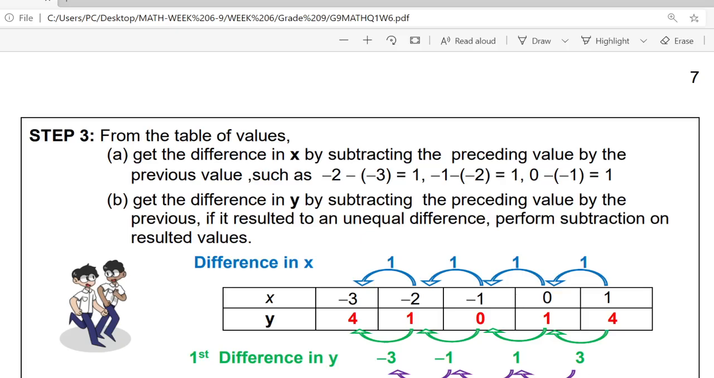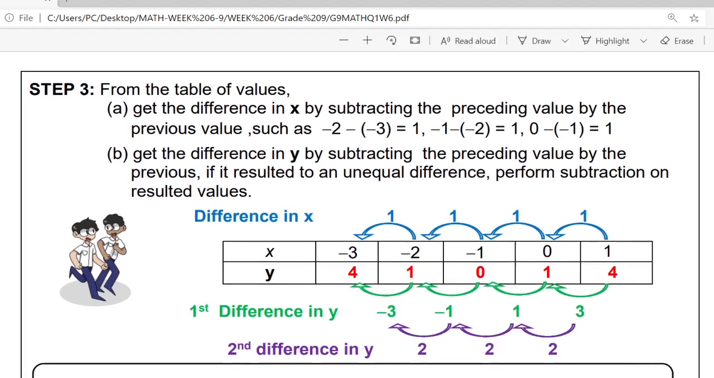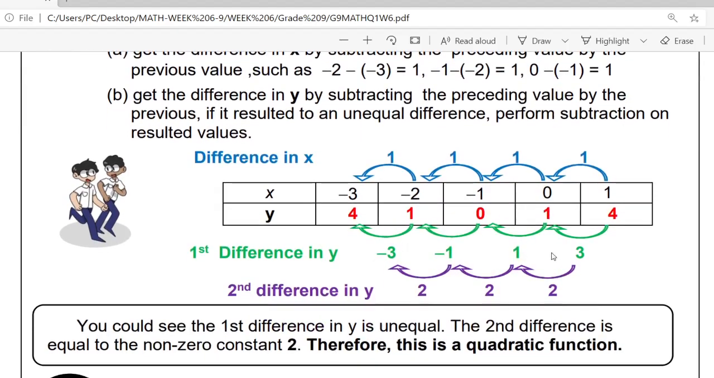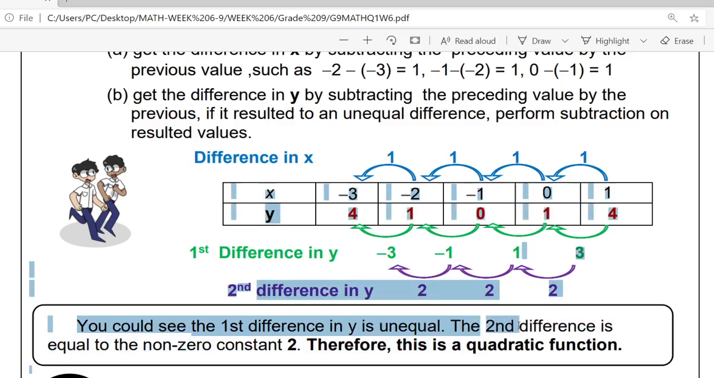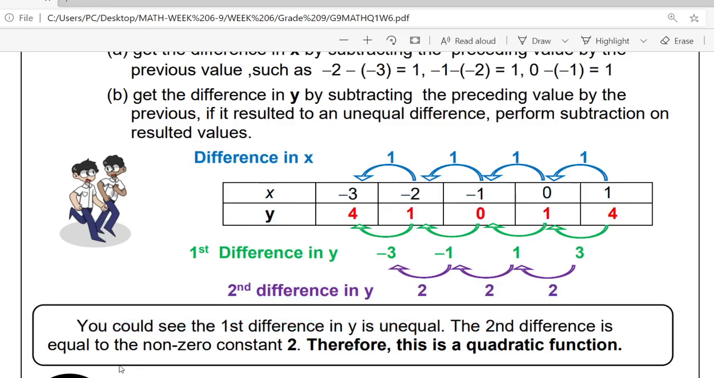So, what can you say about the second differences? You could see the first differences in y are unequal. The second differences equal a non-zero constant, 2. So the second differences are the same, equal to 2. Therefore, this is a quadratic function.